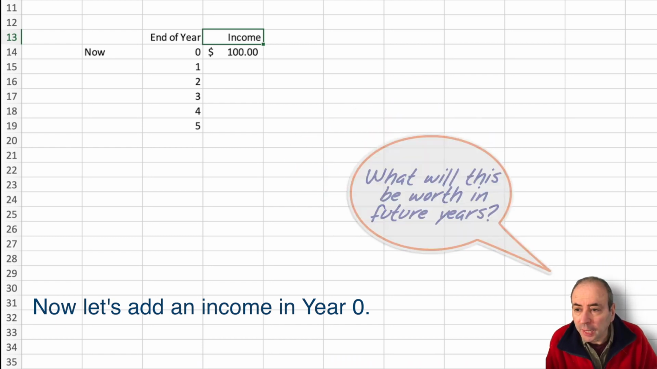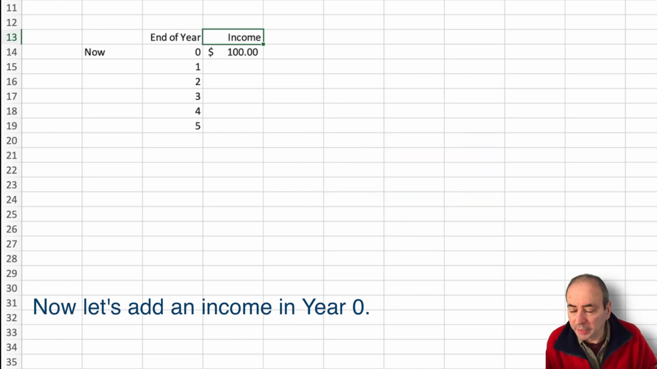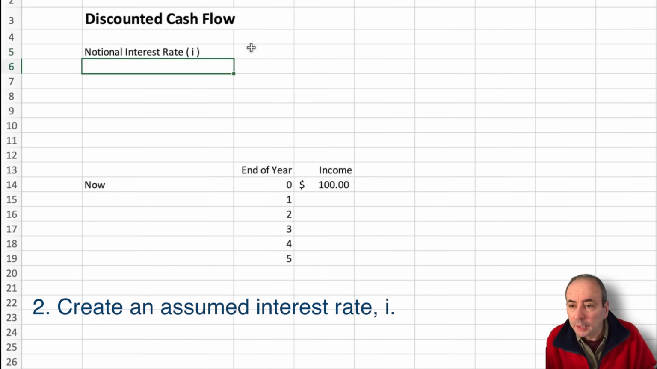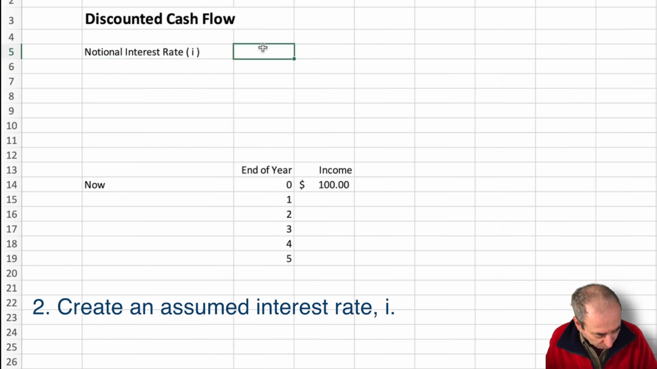Because we know that if we have some money, we can invest it. So the first piece of information we need to add is a notional interest rate. So let's put that data at the top of our spreadsheet, and I'm going to give that the symbol I for interest rate. Let's give ourselves an interest rate of 5%.